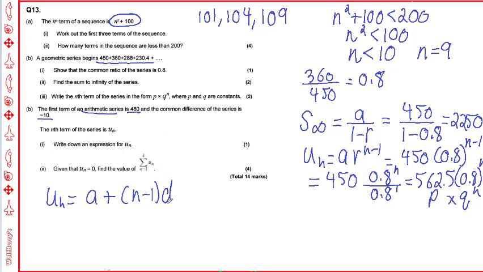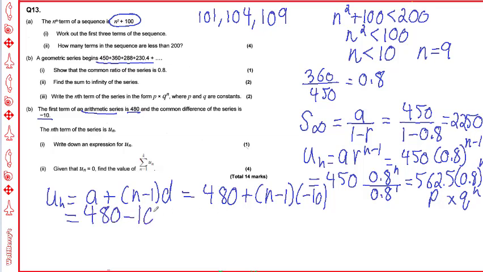This is for an arithmetic series when you add to get the next term, not multiply like a geometric series. Now, substitute everything except for n. So we have the first term is 480 plus n minus 1, d is minus 10. Simplify that. You get 480 minus 10n plus 10. Simplify that, you get 490 minus 10n, and that is the nth term of the sequence.